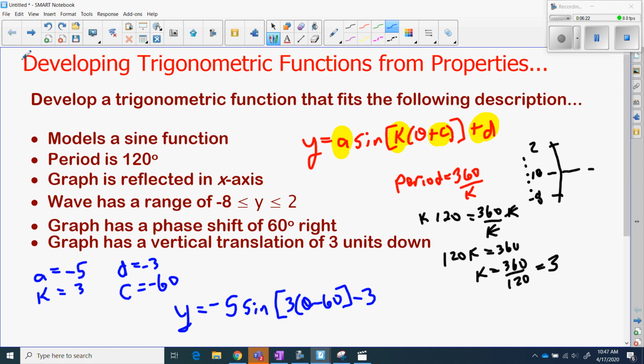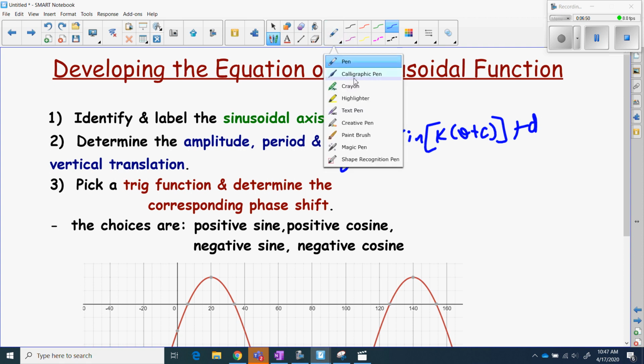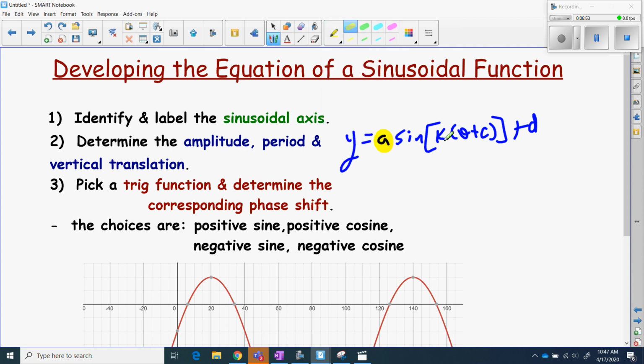So that's if they give you all the properties. This would be if all you have in front of you is the graph. So from a graph, you've got to be able to identify all your different properties. And again, it's the same as before. We want y equals a sine or cosine, doesn't matter, k, theta plus c plus d. And we're trying to figure out what do I fill in for the amplitude, the k value, my horizontal shift, and my vertical shift. I've got to figure those out from the graph.